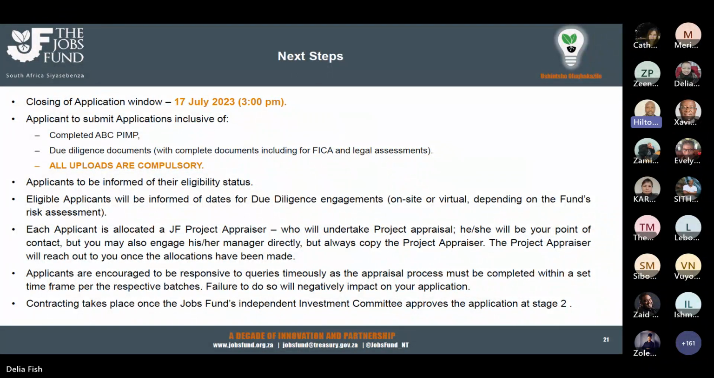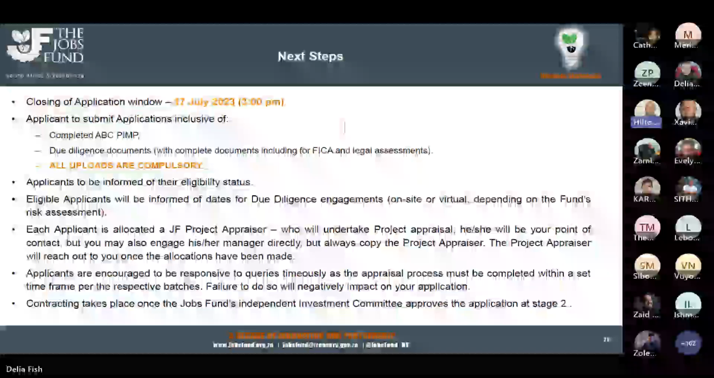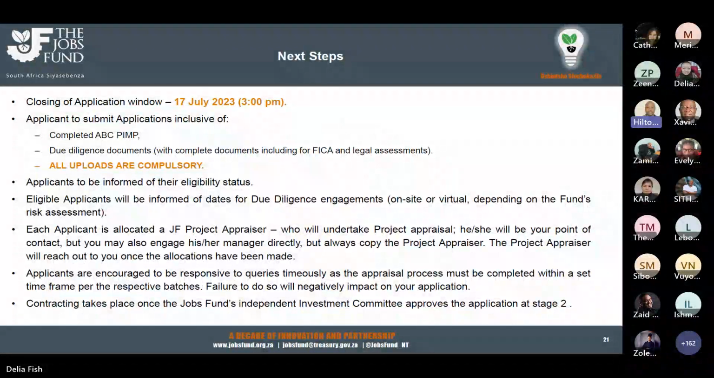Once that is done, all the applicants that are eligible will be communicated to. Those that are not eligible will also be communicated to. Those that make it past the eligibility testing will be informed of the dates on which we are now going to do the due diligence engagements. Some of these engagements would be virtual, depending on the risk assessment of the projects. Some of them would be physical.